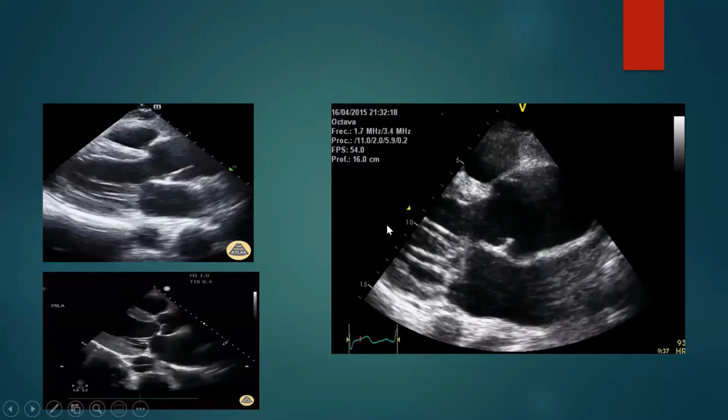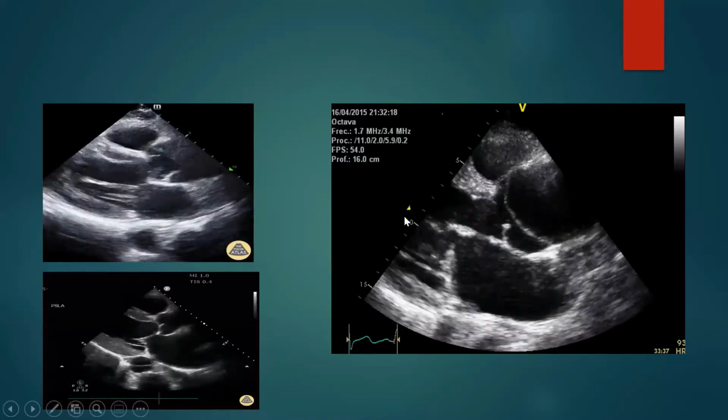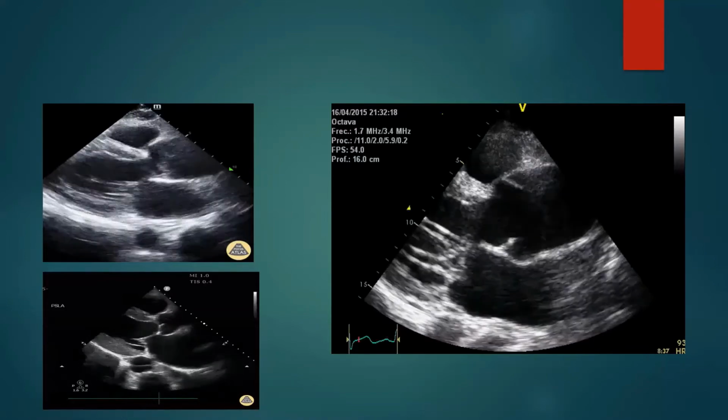In the upper part? Descending aorta. Yes, very good. Thank you so much, Abdullah.